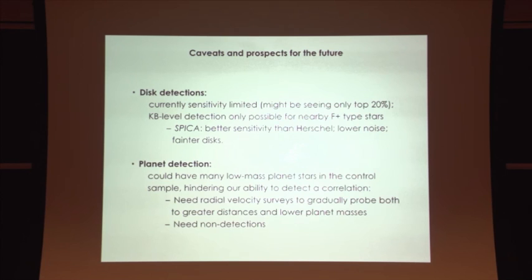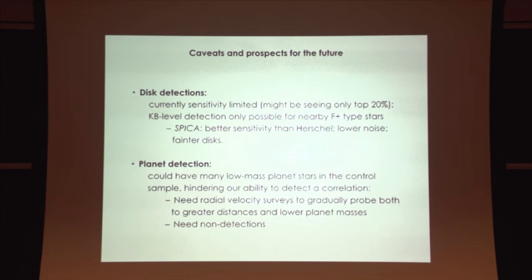Our caveats are that the disk detections currently are not sensitive to solar system analogs. We can only detect dust at about 10 times the dust level of the solar system, for stars that are close by. So we need to go deeper. For example, SPICA, a mission that was being considered for ESA and JAXA, will allow that because it will be like a Herschel, but cooled to 6K. So it will have much better sensitivity.